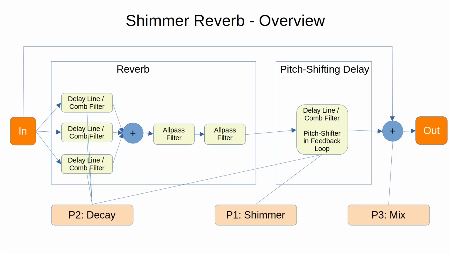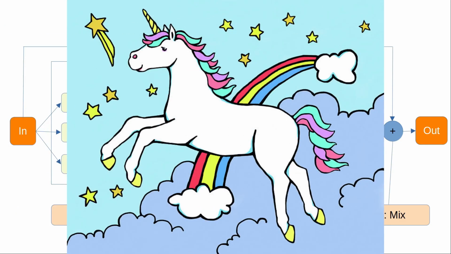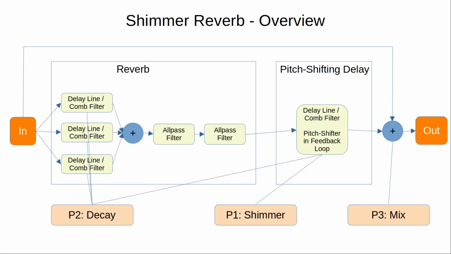The basic ingredients of a Shimmer Reverb are reverb, of course, and shimmer. For the latter, I harvested unicorn fur at full moon nights. No, jokes aside. Shimmer is a pitch shift plugged into a feedback loop of a delay.